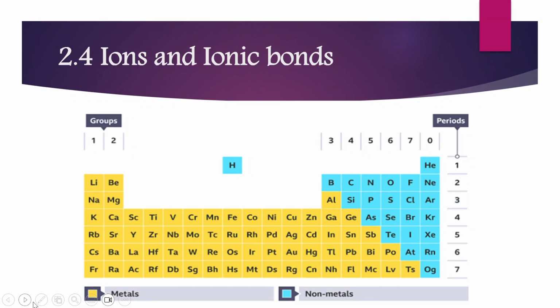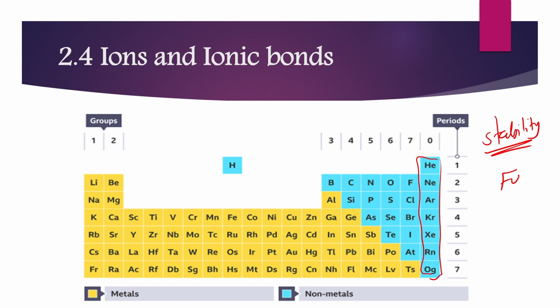Today we are going to learn about ions and ionic bonds. All the elements, except for the noble gases, tend to react with each other to reach stability. To reach stability means to have full outermost shells. So the atoms become more stable when they have full outer shells.